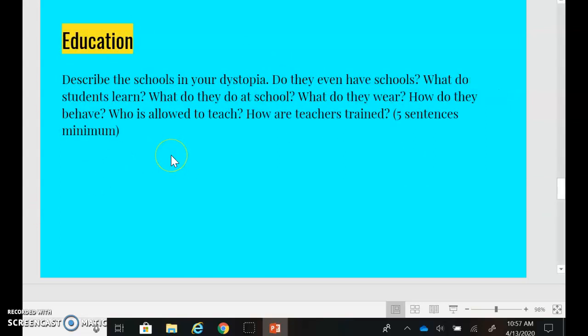Okay, education. Describe the schools in your dystopia. Do they even have schools? What do the students learn? What do they do at school? What do they wear? How do they behave? Who is allowed to teach? How are teachers trained? Are they only allowing female teachers? Are women allowed to teach at all?